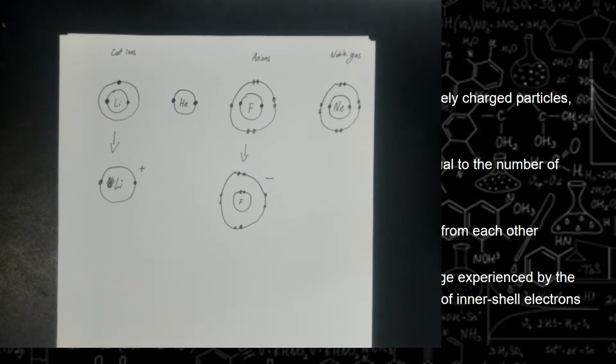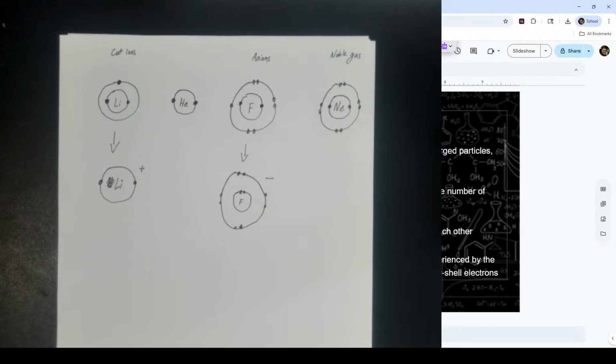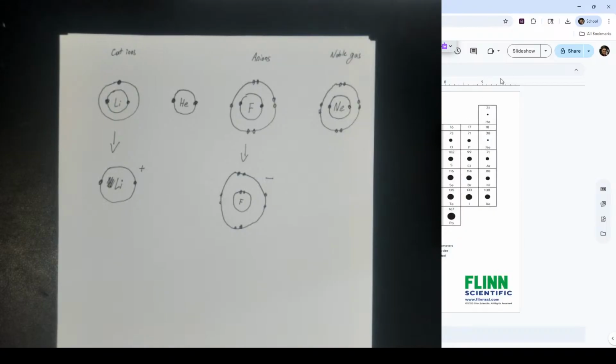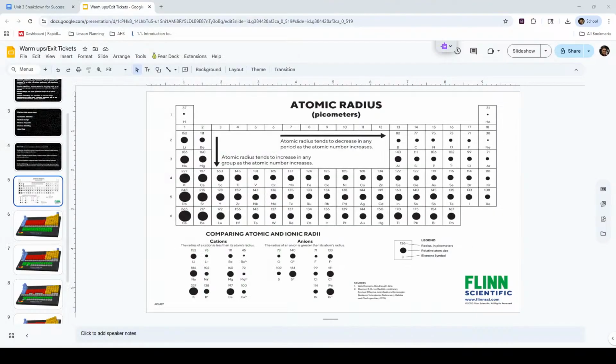So, actually, let me go back to my drawing. Coulombic attraction. Or I can go here. Let's go here. Let's look at the atomic radius, actually. So, with the atomic radius, I'm sorry, I still got the hover cam on. Hold on. There we go.